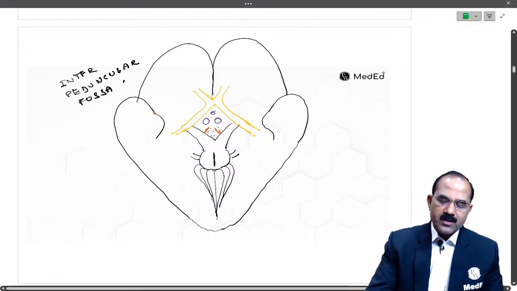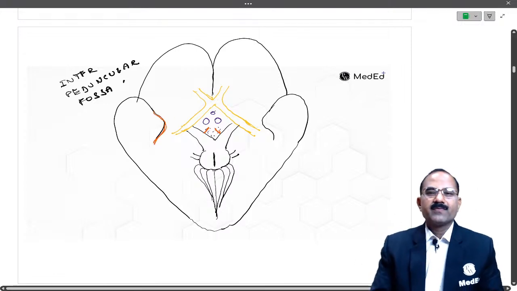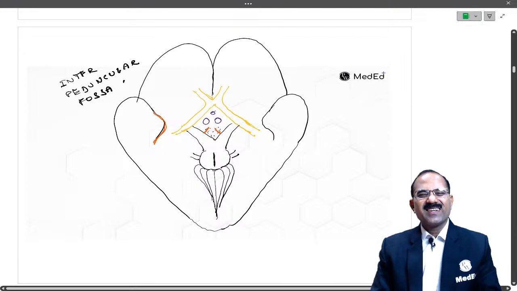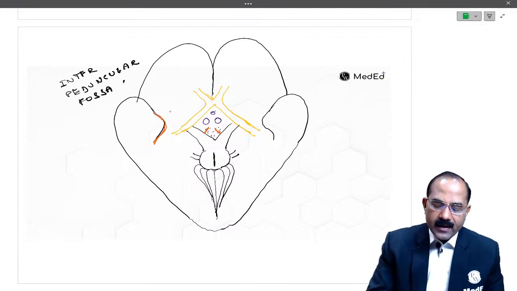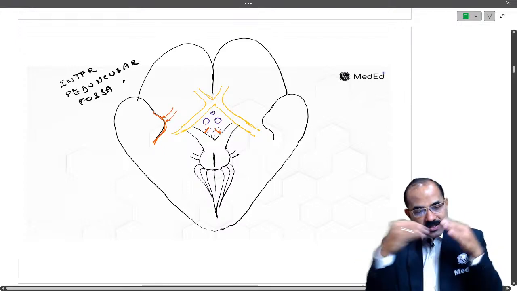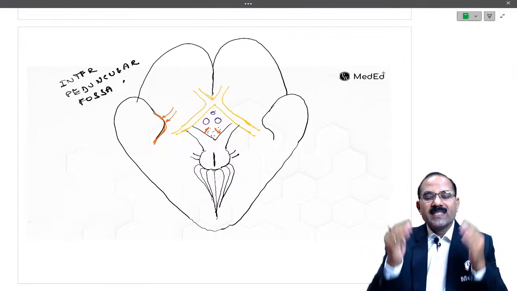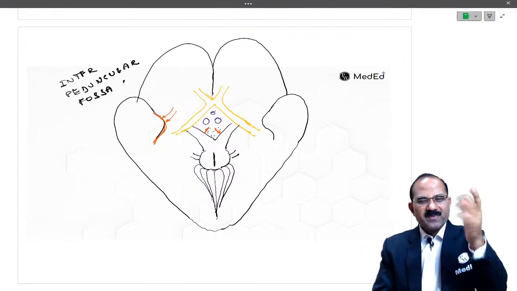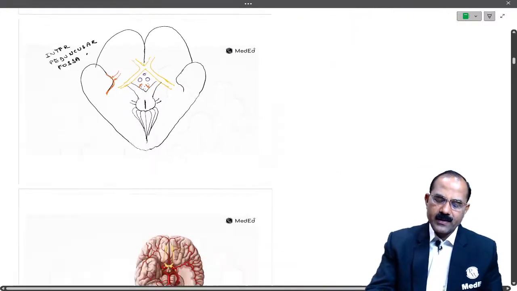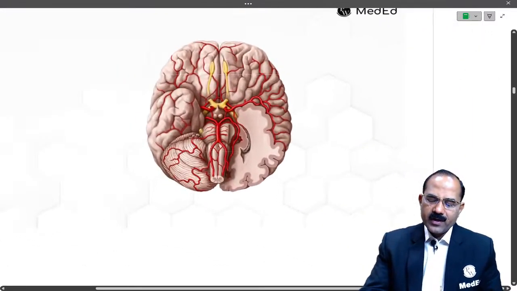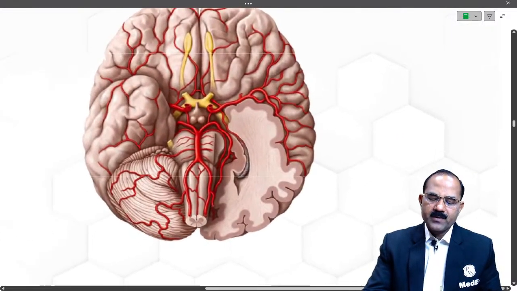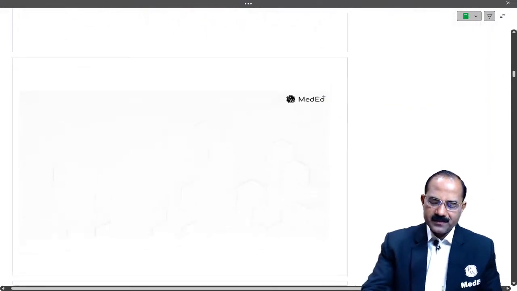What is this called? This is known as the uncus of the temporal lobe, and hidden inside this uncus, deep to it, is a part of the temporal lobe which we call the insula. Insula. I just told you that. Fine, clear. Very good. So the same thing it is.